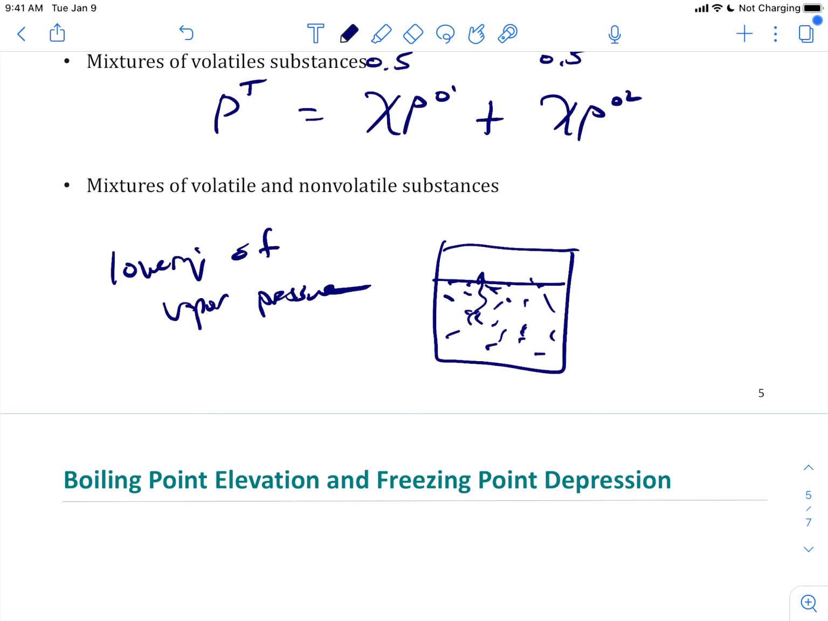Because that non-volatile substance is taking up space for that material to be able to volatilize. There are other ways of explaining it too, that they might interact in solution to some extent and therefore not volatilize, but that gets away from ideality too. So for the most part, just think of it as these particles are taking up space, and therefore it's more difficult for the volatile substance to volatilize. So we call that vapor pressure lowering.